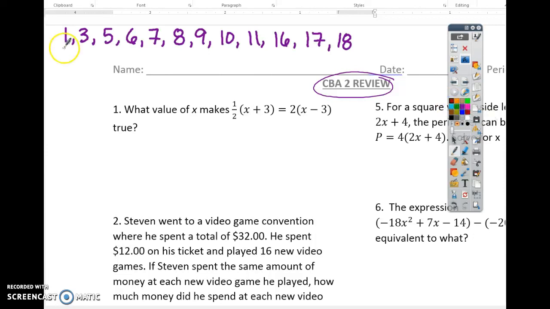Out of those problems, I'm going to do number 1 with you. I'm going to do number 3 with you. I'm going to do number 5, number 7, number 8, and number 10 with you. Okay? So we're going to go ahead and start with problem number 1.